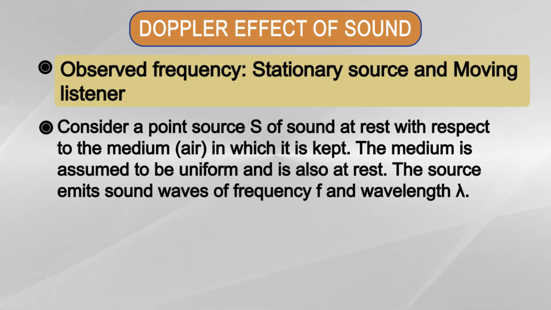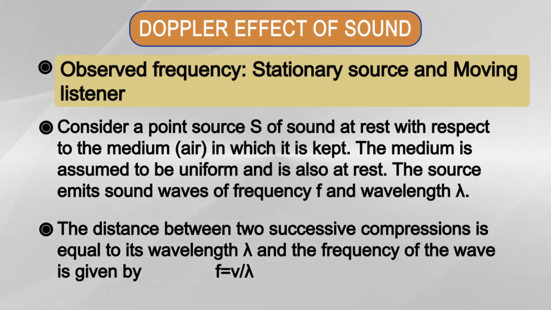So, the source emits the natural, original sound waves, and let us represent the frequency by f, and its wavelength is lambda. So, the distance between two successive compressions is equal to its wavelength, because the waves coming out from that point source will be in the form of wave fronts, obviously spherical wave fronts. So, the difference between two successive compressions is equivalent to lambda, and we can correlate lambda and frequency. This is the conventional formula: frequency f is equal to v upon lambda, where v is the speed of sound.